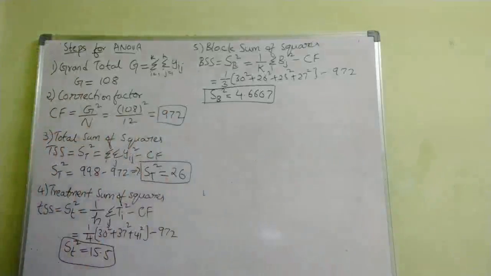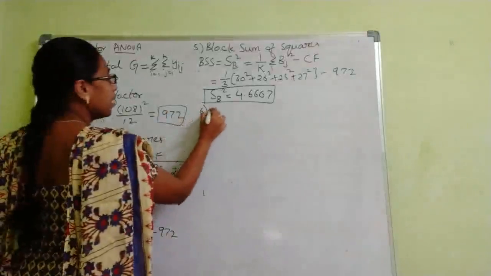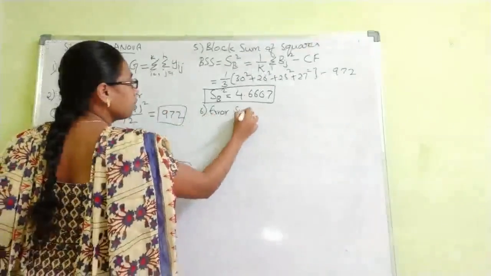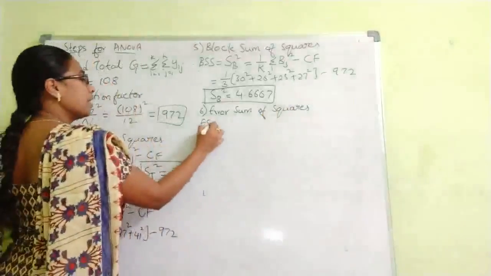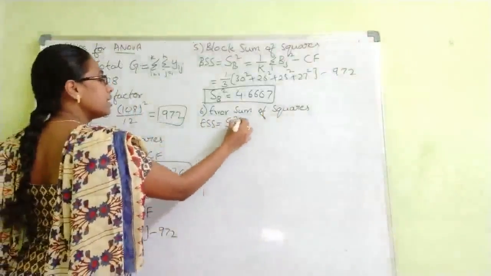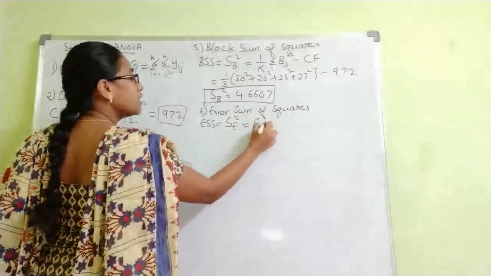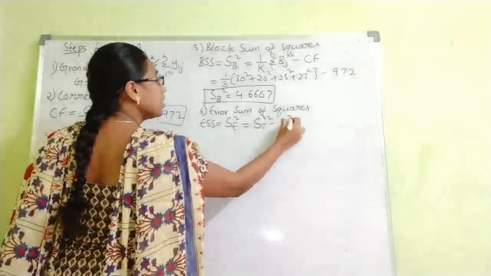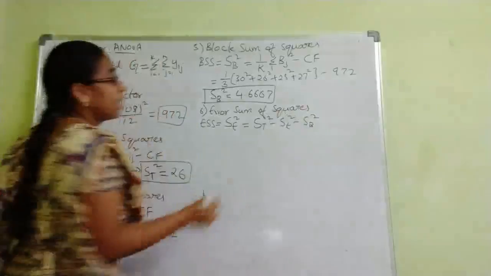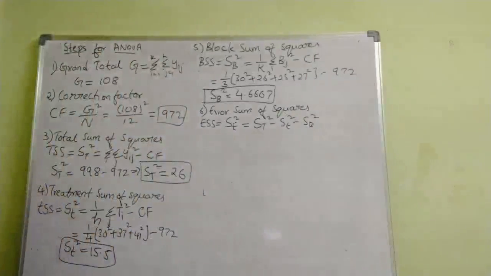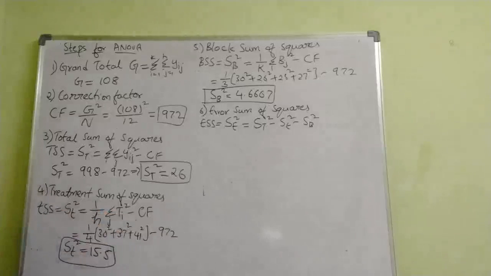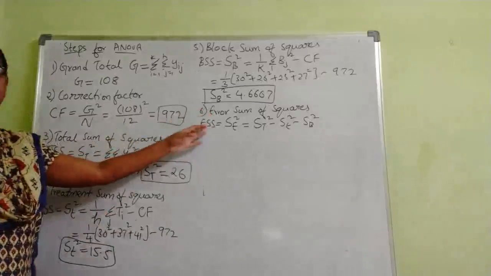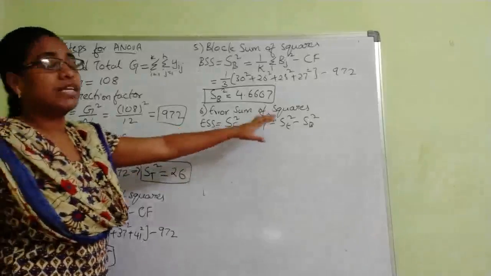So next step, that is sixth step, we are going to find the error sum of squares. So error sum of square is denoted with ESS, which can also be written as SE square. And what is the formula? Total sum of squares minus treatment sum of square minus block sum of squares. So what is actually total sum of square, treatment sum of square and block sum of squares? We have already done the correction factor. The correction factor is included. So that's why the error sum of square can be directly written as the total minus the various effects.